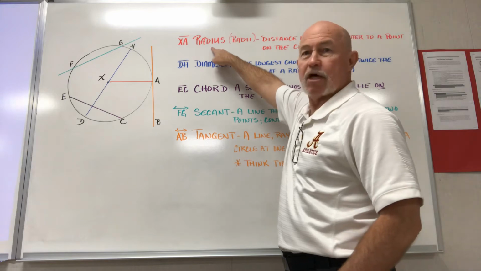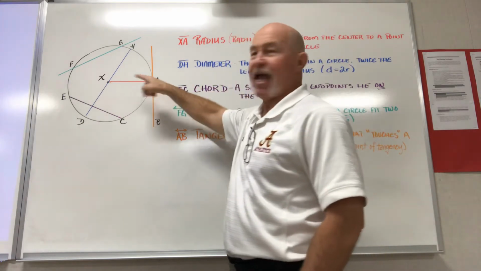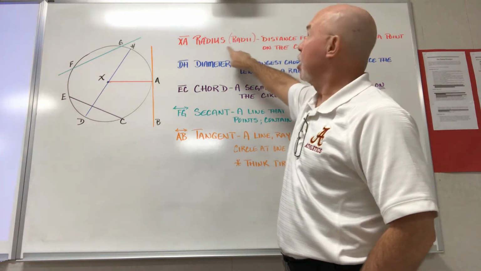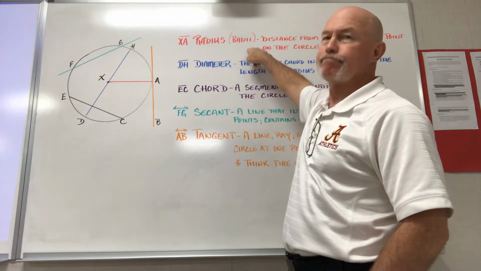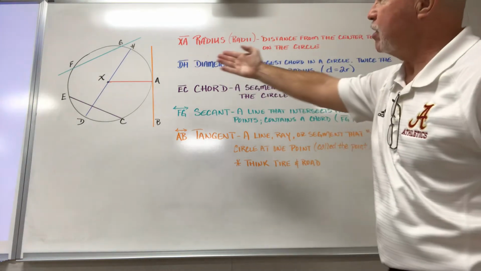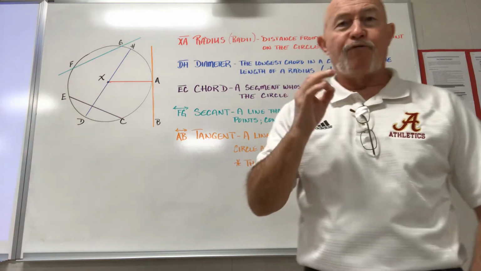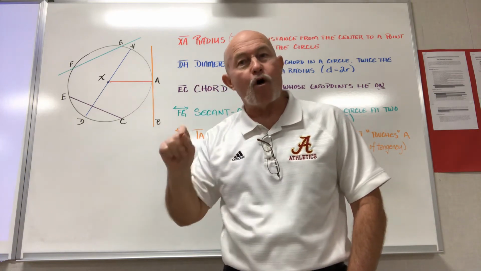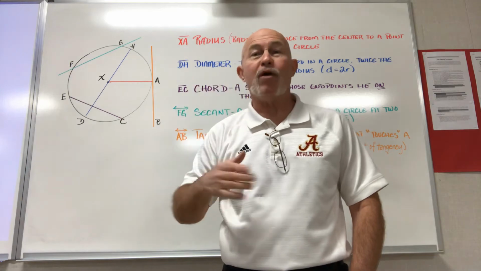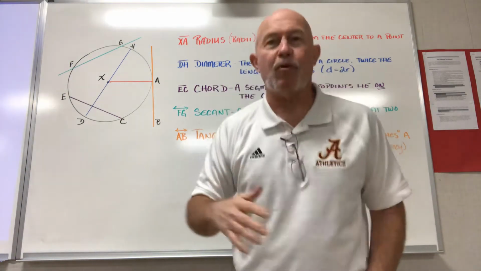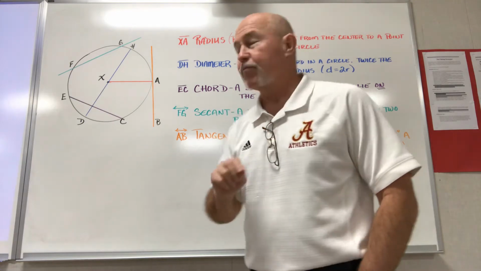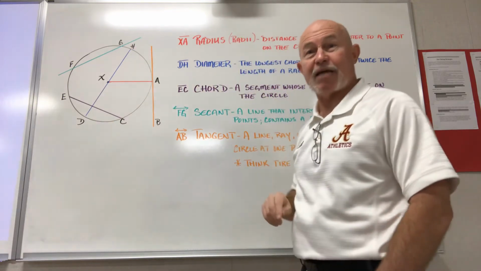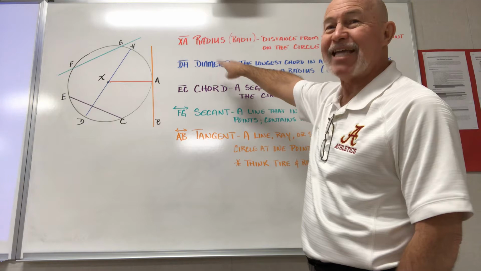The radius of a circle. In this one, XA is one of the radii. Radii is plural. One radius, 2 radii. It's the distance from the center to a point on the circle. For radii, I want you to think of the spokes in a bicycle tire. They're all the same length. That's why you have a smooth ride. If they were different lengths, you'd be riding like this, and it's not fun. Trust me.